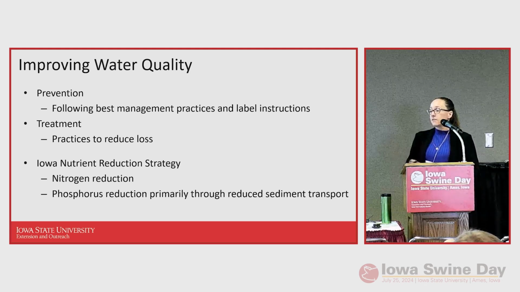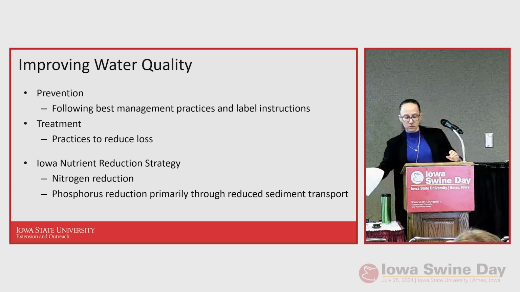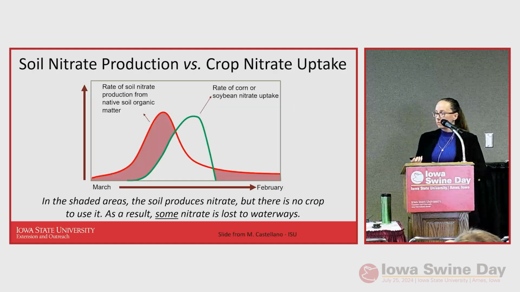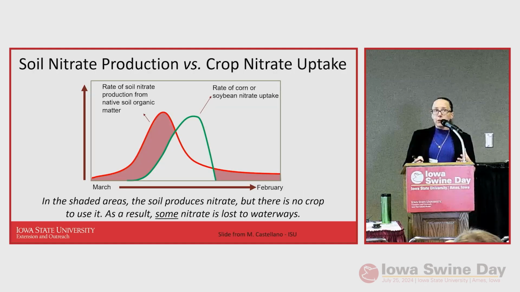And these practices can be found within the Iowa Nutrient Reduction Strategy. There are practices that target nitrogen, and then there are practices that target phosphorus. And these are separate because of how nitrogen and phosphorus move through the environment, which I'll go over in a couple minutes. There are a few background items that might be helpful to know before talking about the individual practices.